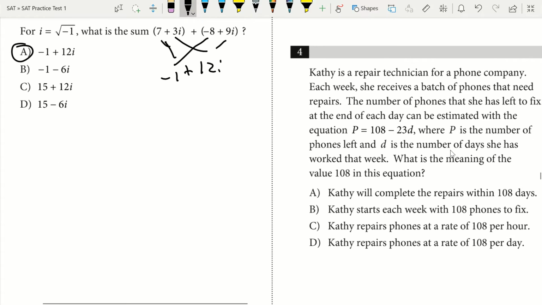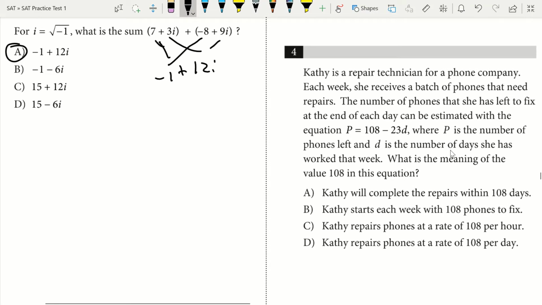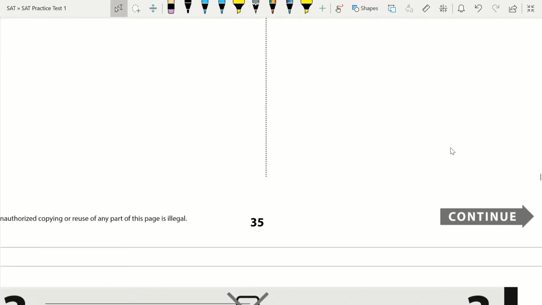Question 4. Kathy is a repair technician for a phone company. Each week she receives a batch of phones that needs repairs. The number of phones she has left to fix at the end of the day can be estimated with the equation P equals 108 minus 23D, where P is the number of phones left and D is the number of days she has worked that week. What is the meaning of the value 108? Well, if she works 0 days, she still has 108 phones left to fix. So that means that she starts each week with 108 phones to fix, which means the answer is going to be B.